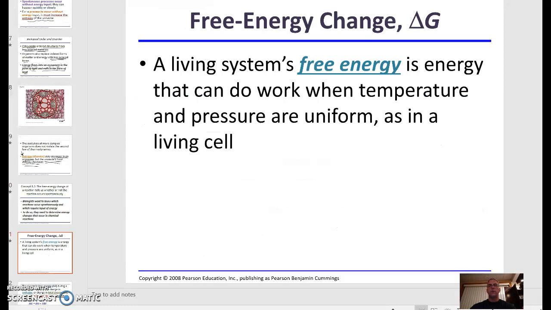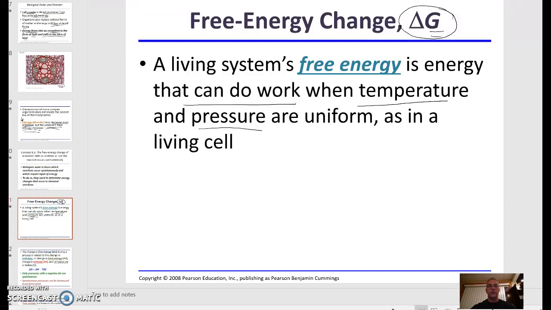So, first thing we want to do is make sure that we have a good understanding of what free energy is. G is going to be the variable that we use to represent free energy. And when we use the delta, we're talking about a change in the free energy. That's named after Gibbs, who worked these equations out initially. Free energy is the energy to do work whenever you have uniform temperature and pressure, which is what's going to be present inside of a cell.